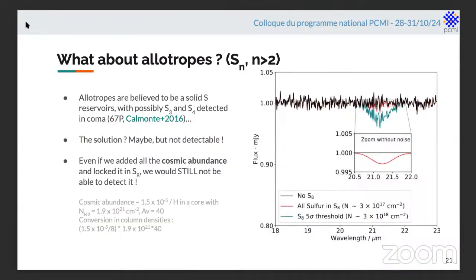So I'll come back to allotropes very quickly. Remember that this was one of our hopes, that sulfur might be in this form. So I added the S8 in my model. In black, you have the spectra without the sulfur, obviously. And in red, here, that you can barely see, this is what the band would look like if I take all of the sulfur and put it inside one single grain, and you see that even with the cosmic abundance of sulfur, we are not detecting S8. We would need 10 times this value to actually be able to detect S8 with a 5 sigma detection.